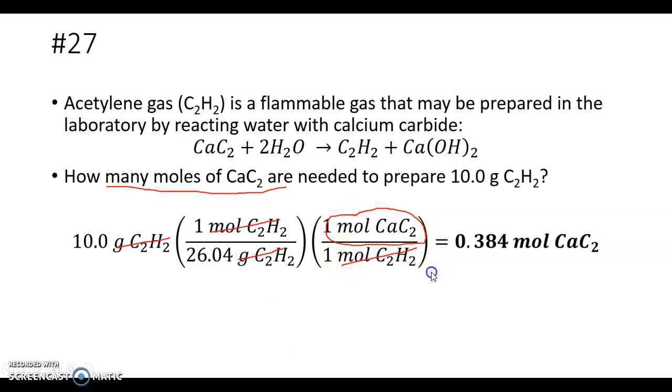All right, and so when we put that in, we get 0.384 moles. Now, I only needed 3 significant digits because I started with 3 here. So my final answer is 0.384 moles. Again, make sure that you have those units. The calcium carbide part of it is not necessary, but if you have it, that's great. That kind of keeps you on track. Okay?